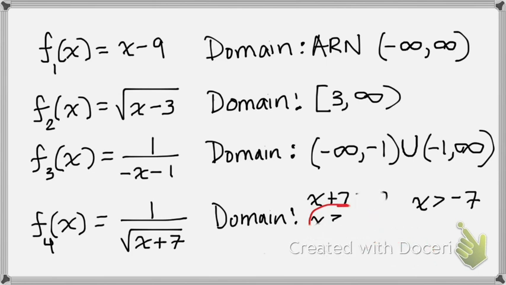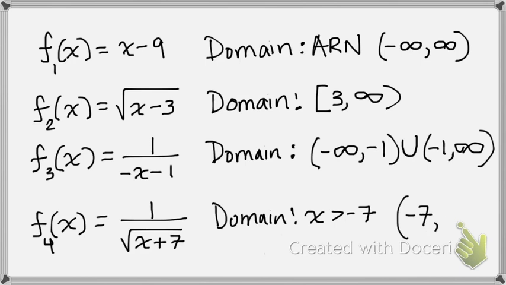I want to go back up to the fraction one here for a second, and I'll just finish this one here. X is greater than negative 7, and then I've got my interval notation, parentheses, because negative 7 is not included, and then up to infinity. All right, let's go back up to this.